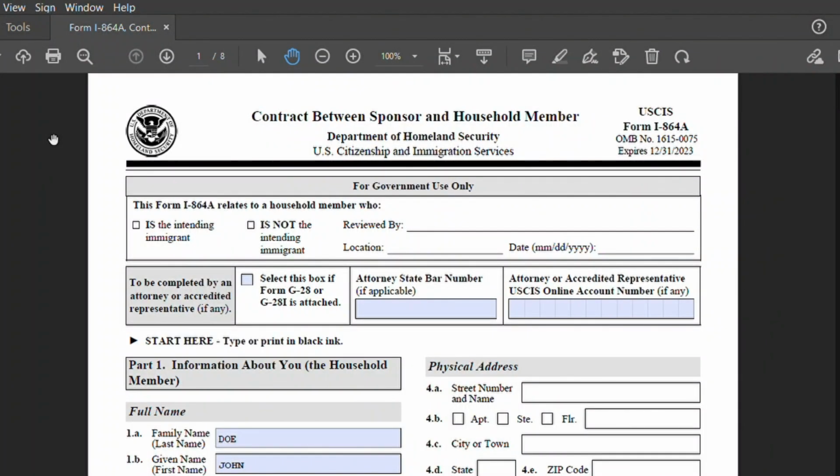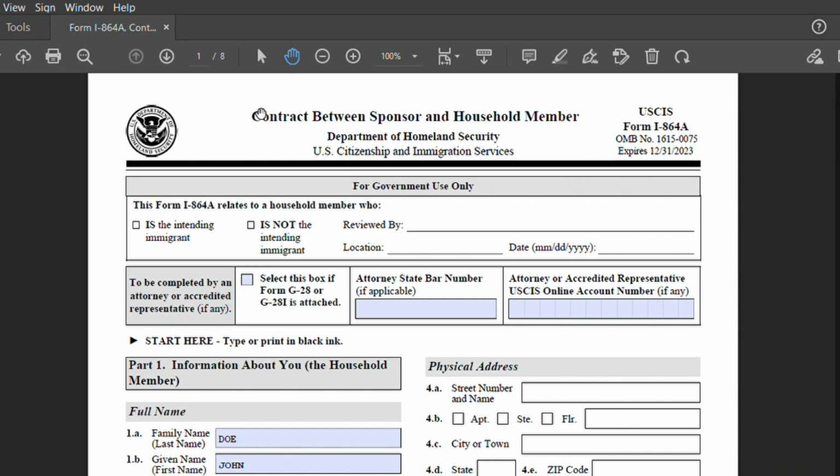And lastly, I cannot stress this enough. If you, the petitioner, do not make enough income and you will be getting help from a joint sponsor or a household member, you will still have to fill out Form I-864. And so now I will show you how to complete the Form I-864A step by step. Okay, so let's get started.